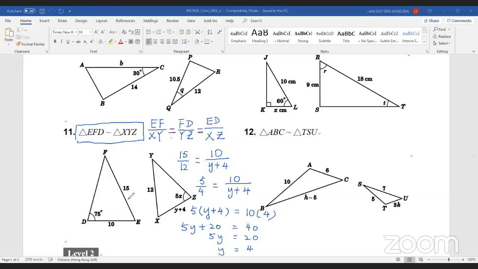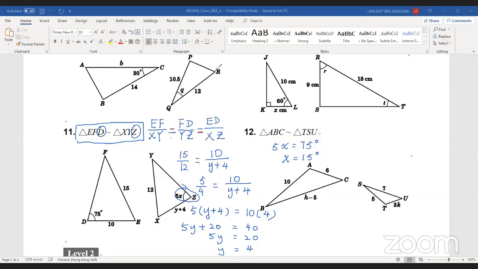And then for the remaining one here, this is also an unknown. Angle C corresponds to angle D. Therefore I also have 5x equals 75 degrees. And therefore x is 15 degrees.